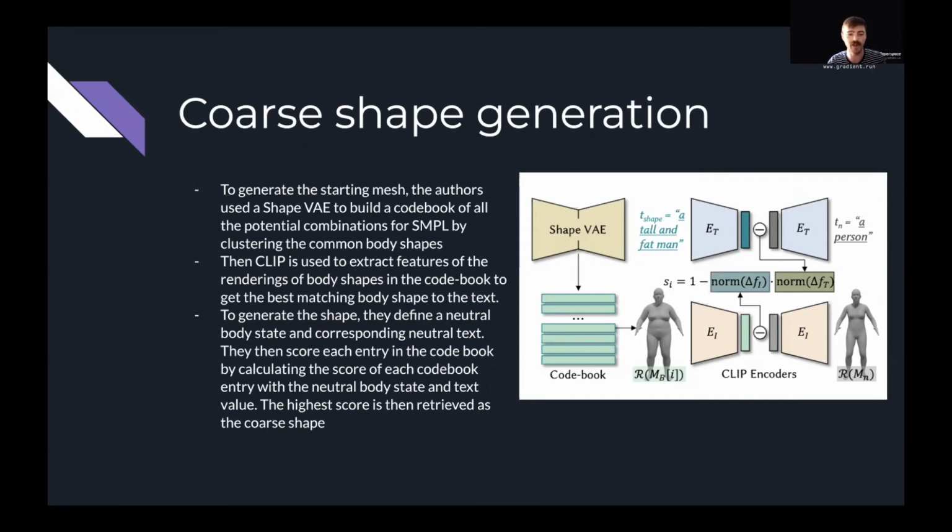Then CLIP is used to extract features of the renderings of body shapes in the codebook to get the best matching body shape to the text. They define a natural body state, here it's TN, and we also have T shape. They basically compare them and score each codebook entry against the neutral body state and the text value, and then they output the highest score as the coarse shape. So we have this very different looking one and what it thinks should be right, and it is moving us away from the very different and towards what it should be.